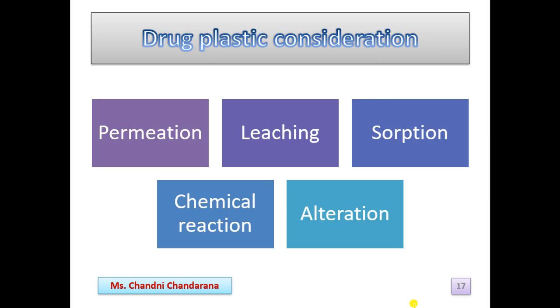When there is a drug plastic consideration, which kind of problems will we observe? First is permeation. Now what is permeation? It is the transmission of gases, vapor or liquid through the plastic packaging material. Permeation of water vapor and oxygen through the plastic wall into the drug is a major problem with the dosage form when it is sensitive to hydrolysis and oxidation. So it is permeation.